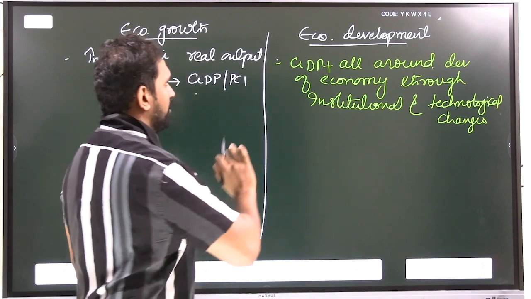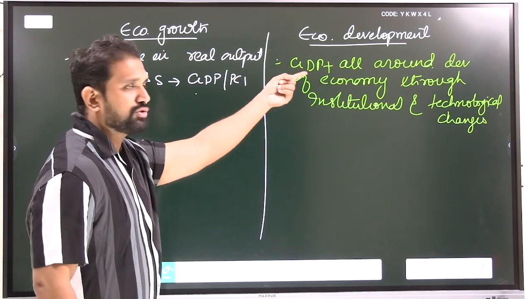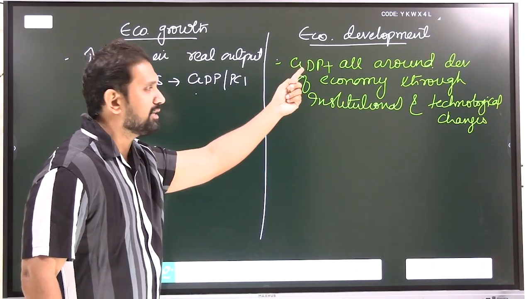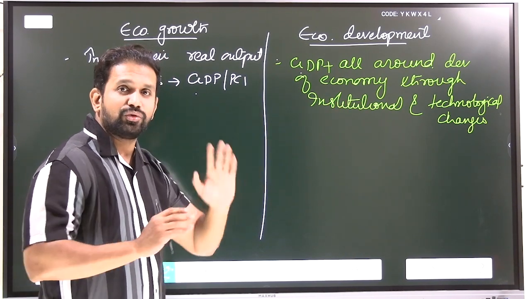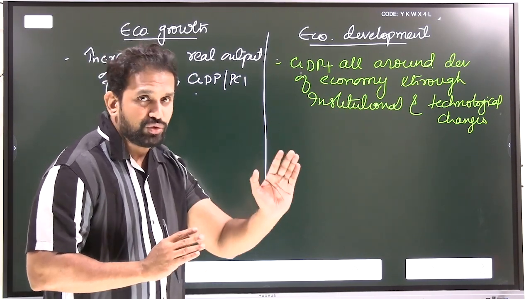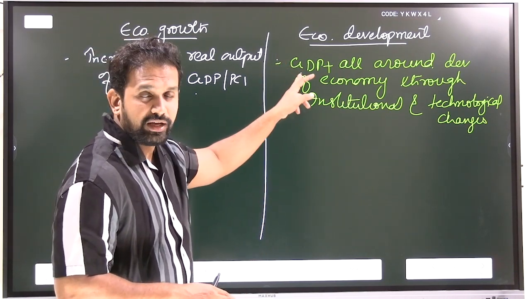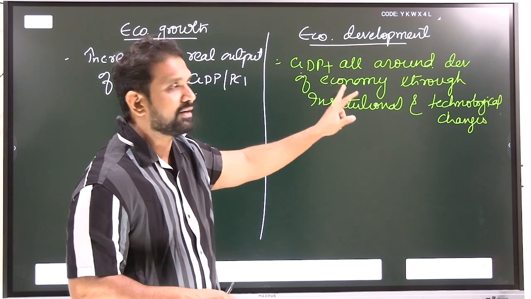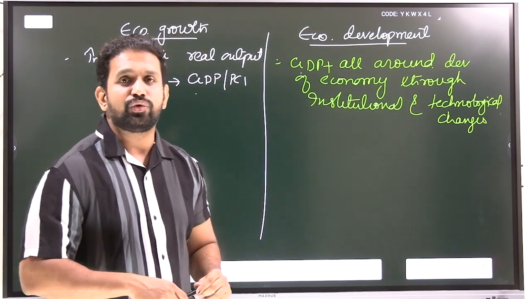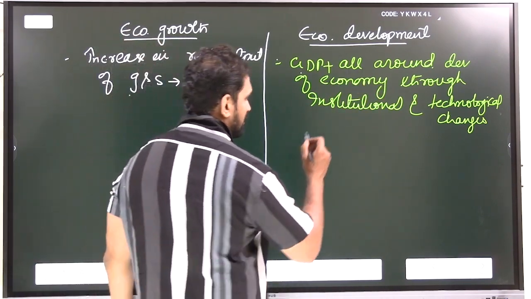Okay, this is called economic development. Economic development also considers economic growth. You can understand that GDP plus we are writing. So in economic development, GDP should increase. That is a very good point. But along with that, the increase in GDP should be reflected in overall development of the economy through institutional and technological changes.